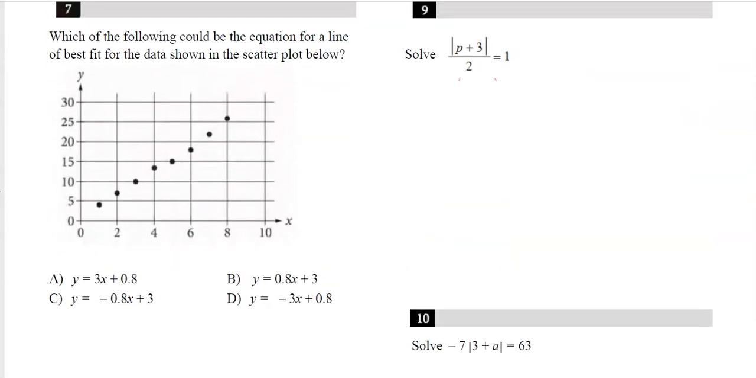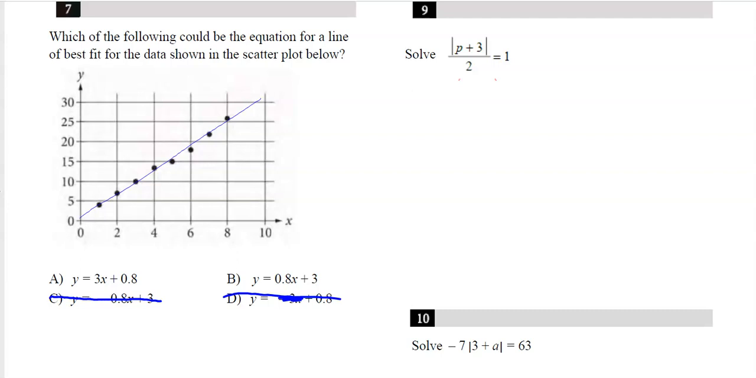Number 7, this one's straight off the SAT. So I have a best fit line that is going to come right through here somewhere. So I know it's got a positive slope. That's kind of my first thing, is I got to have a positive slope. So that wipes out two of the choices. So now I got to determine, is the slope 3 or is the slope 0.8?